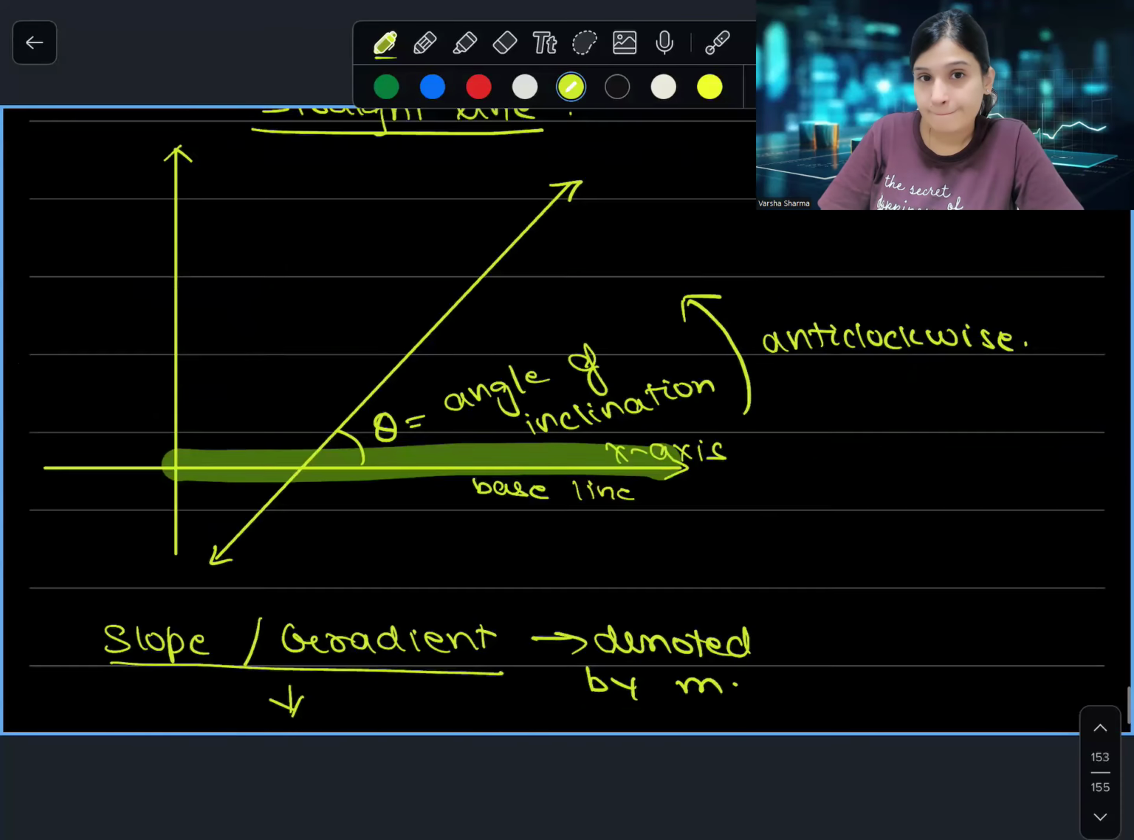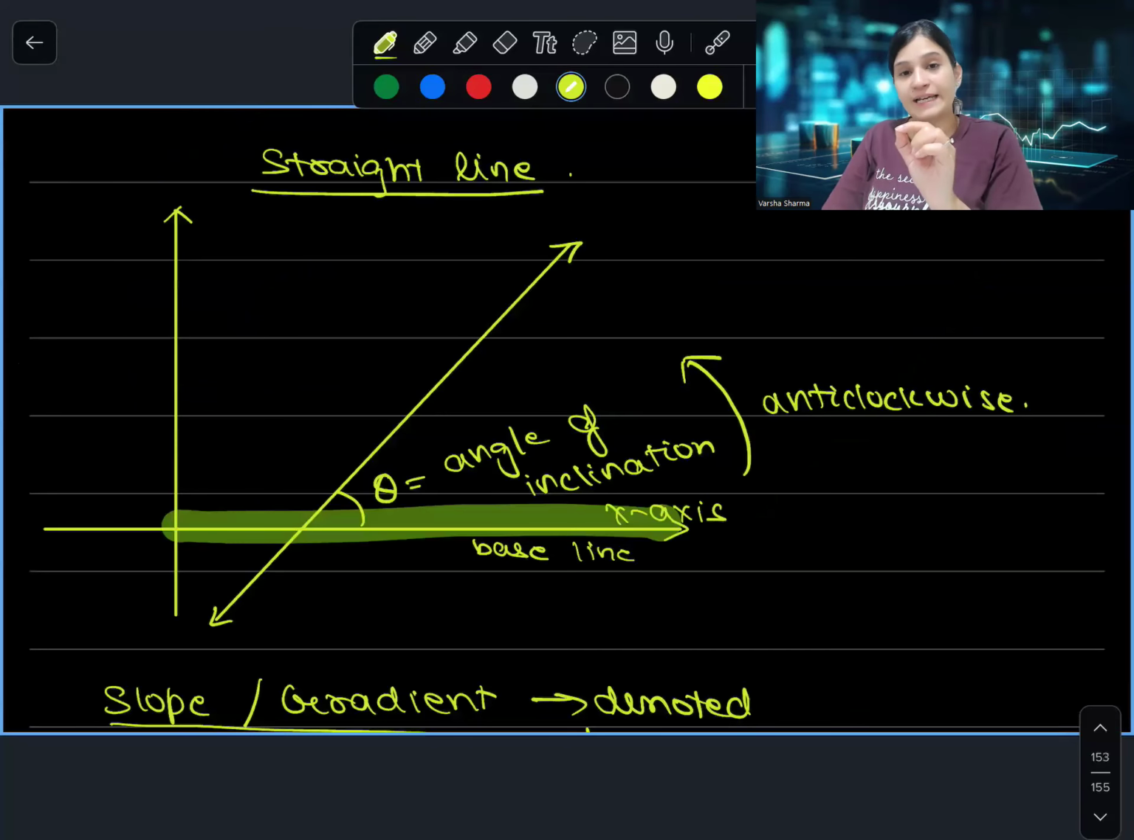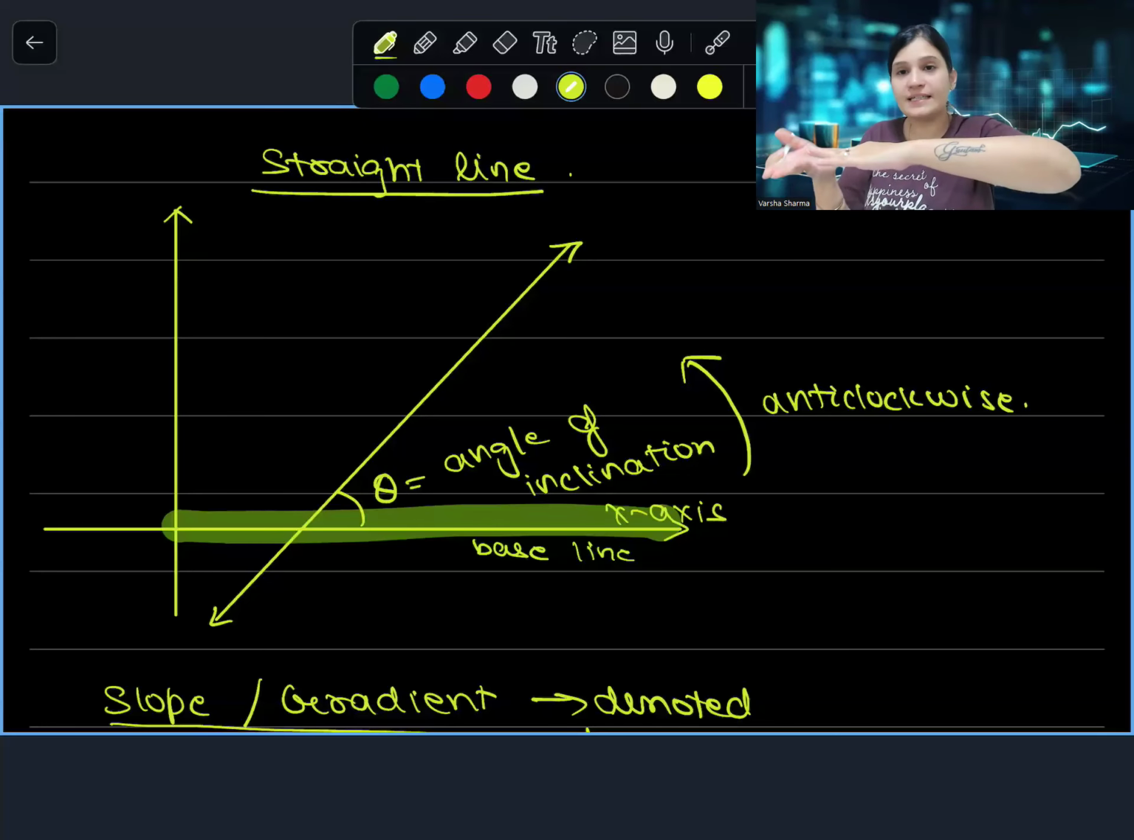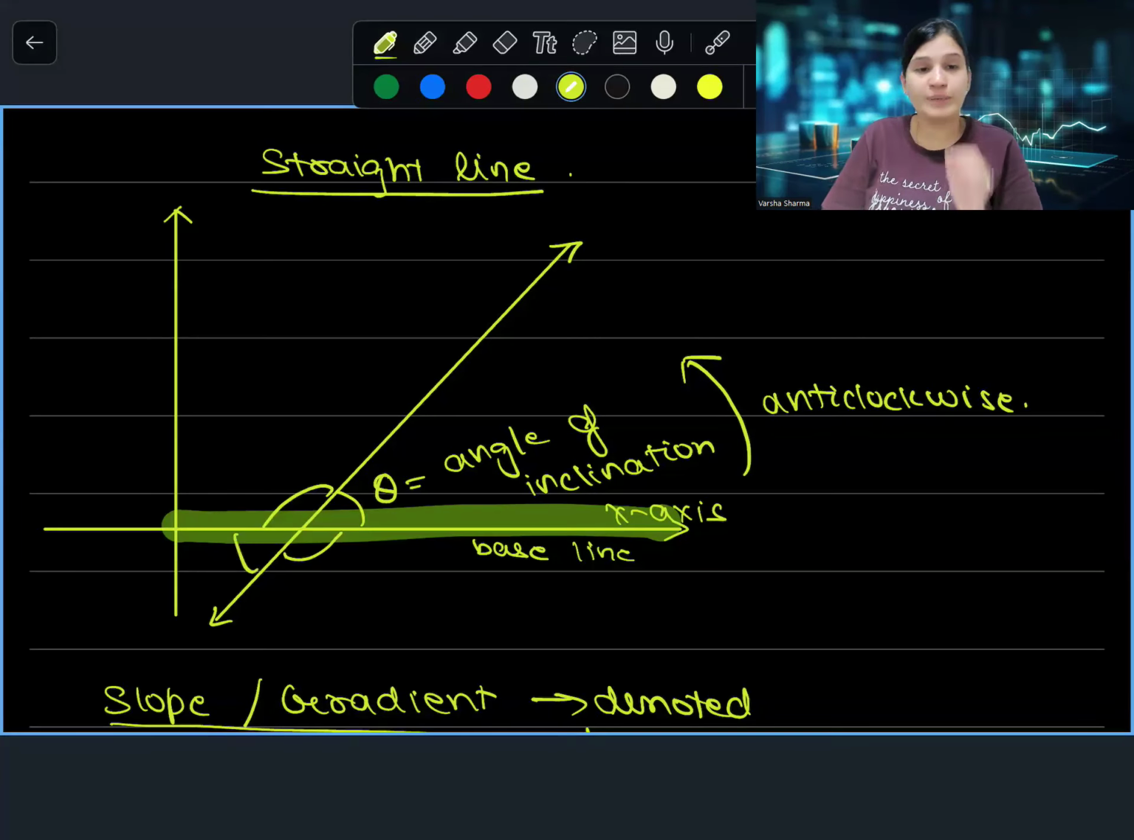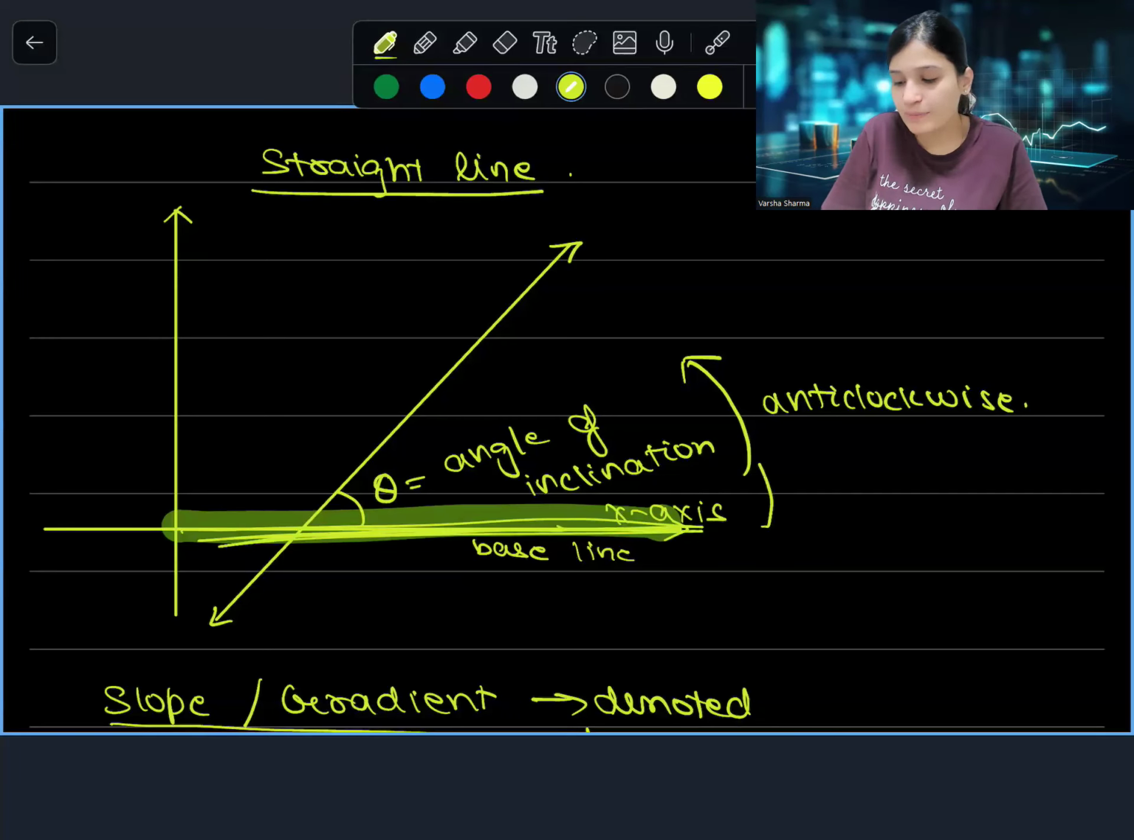Every line will always have an angle that is forming with the positive side of x-axis and will rotate in the anti-clockwise direction. You could have taken this angle also, this also, this also, but no. When we talk about angle, we're only talking about the angle that it makes with the positive side of x-axis. That means this side, and it has to be measured in this direction. Okay, understood, ma'am. That is always the thing.